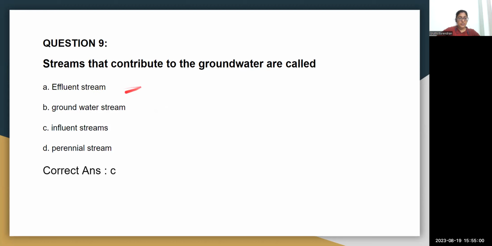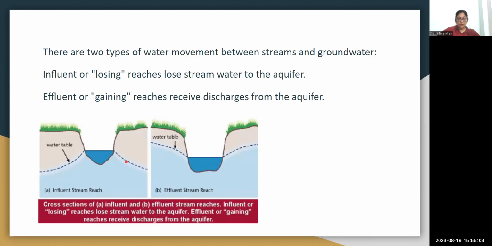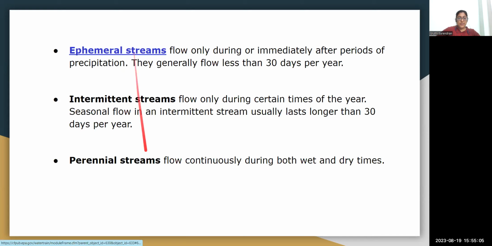There are other terms here called perennial streams. So let's have a look at that also. Perennial streams are streams that flow continuously throughout the year. Whether it is monsoon or summer, whatever season it is, if a stream lasts in spite of the wet and dry spells, then it is called a perennial stream. Like perennial trees, the evergreen trees, same, lasting for long.